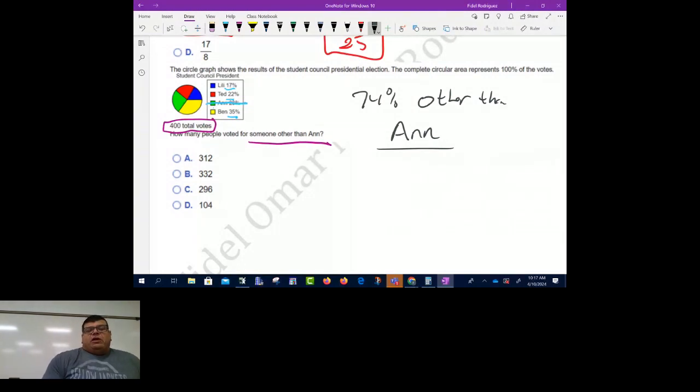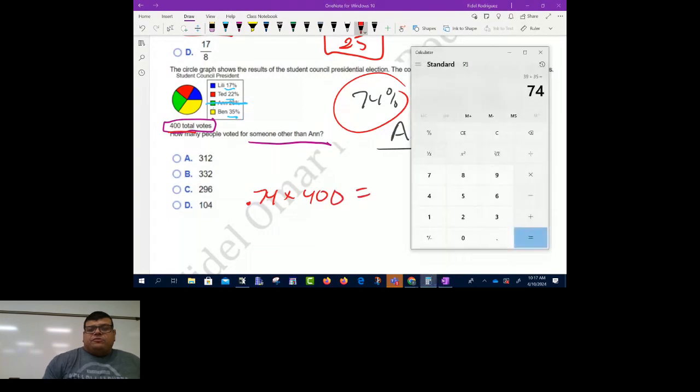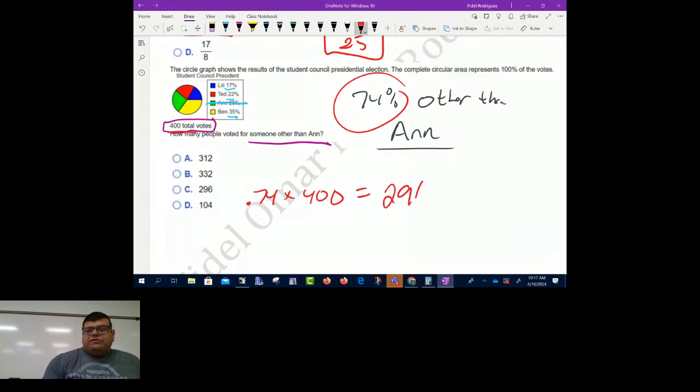That's 74%. Y'all remember what we're going to do. We're going to find 74% of the total. So 0.74 times 400, right? 74 times 400. And I'm coming up with 296, y'all. And boom. There's my answer, right?